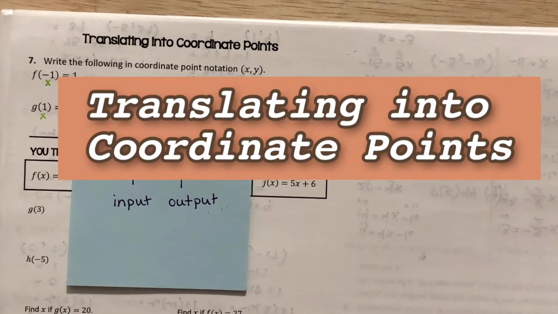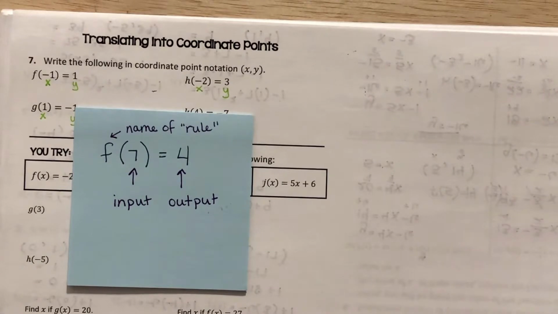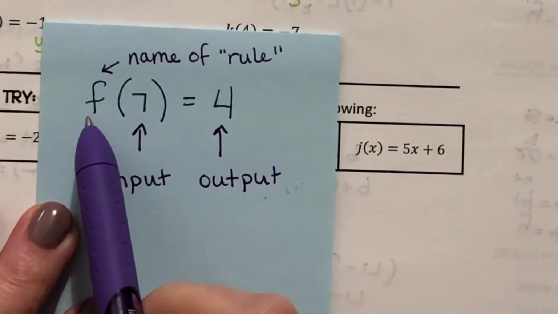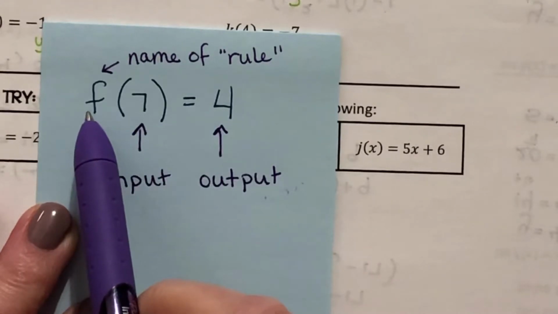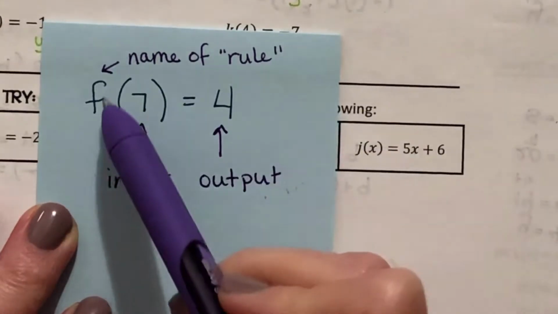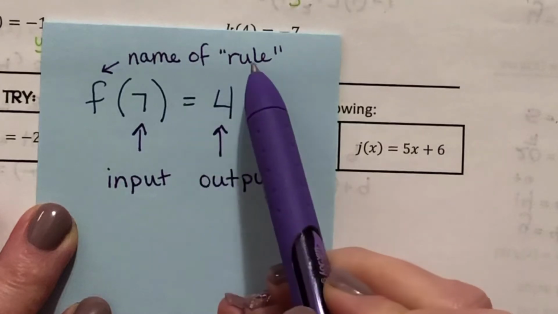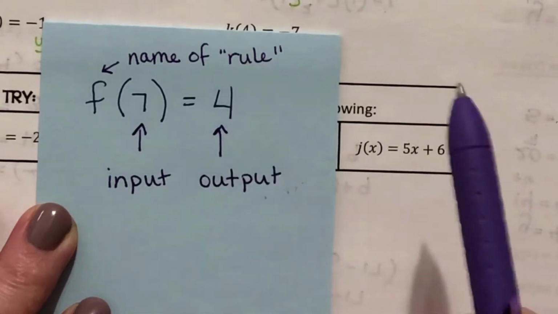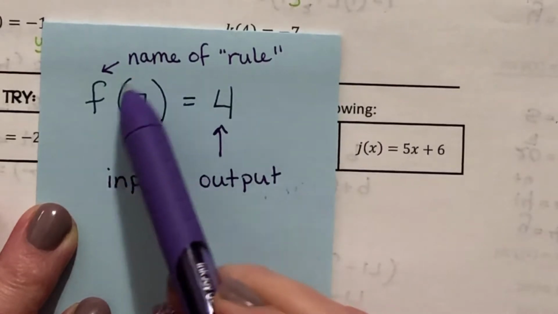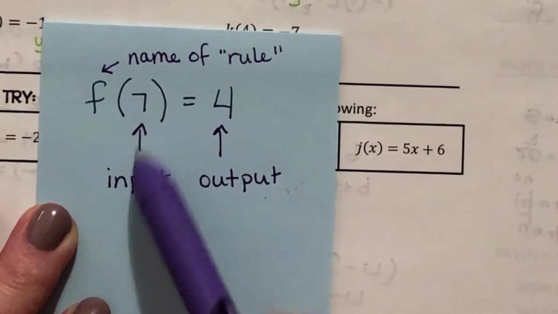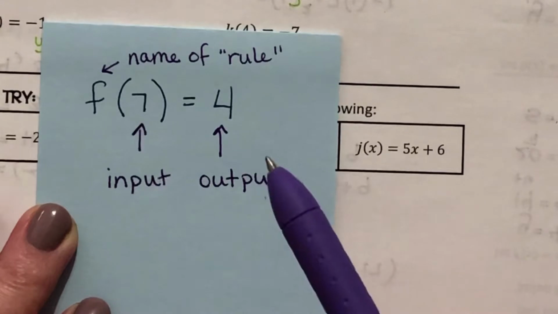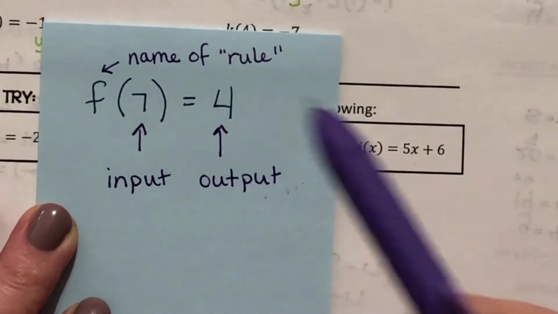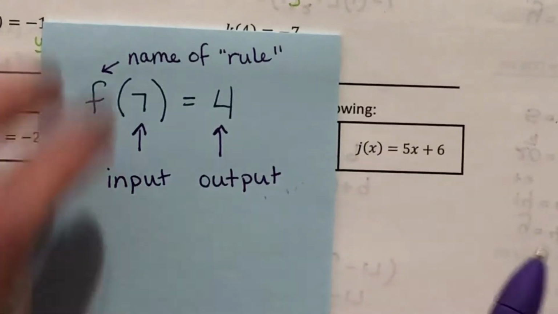Let's get a little more practice at our function notation. Just a reminder, when we have function notation, in this case f of 7 equals 4, f is simply the name of my function, or the name of my rule, or the name of the equation that I'm dealing with. Whatever is inside the parentheses is my input, what I'm inputting into my function machine, and then what results is my output, what comes out as a result of the rule.